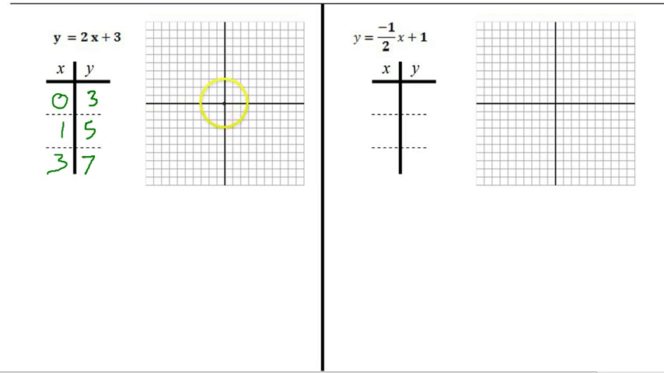And then we plot those points, so 0, 3, 1, and 5. Did I really pick 3? 2, not 3. 2. 2 and 7. And you notice they make a straight line.